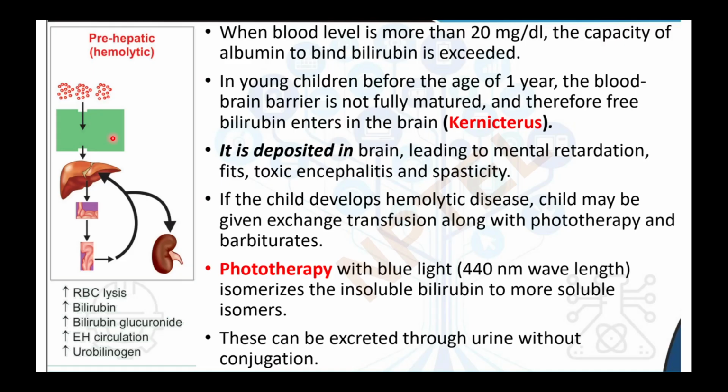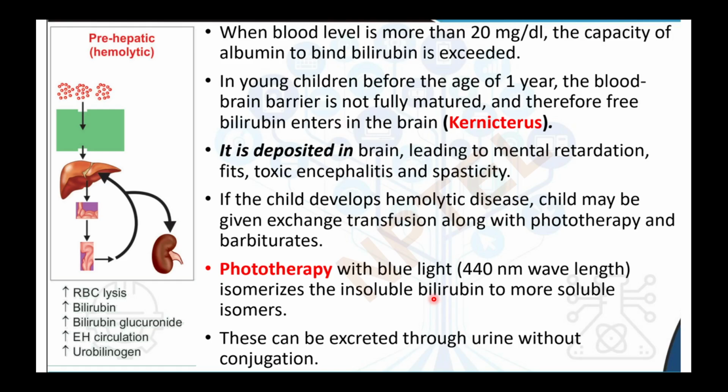So exposure of the young child to blue light at 440 nanometer actually isomerizes the insoluble bilirubin to make it more soluble. And once it is soluble, it can be excreted out through urine, right? So even without conjugation, it can be excreted out. Conjugation was occurring for making it solubilized.